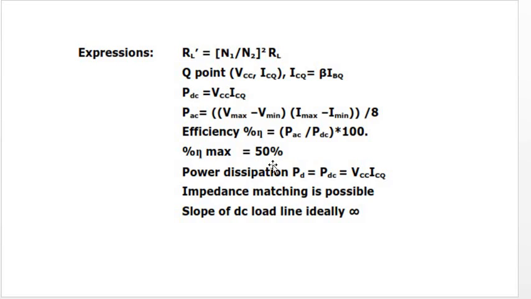DC power is equal to VCC into ICQ. AC power is given by (Vmax minus Vmin) into (Imax minus Imin) divided by 8. Efficiency is the ratio of AC power to DC power into 100. Here the maximum efficiency obtained is 50%. The power dissipation is given by VCC into ICQ. Here the impedance matching is possible and the slope of the DC load line is ideally infinity.